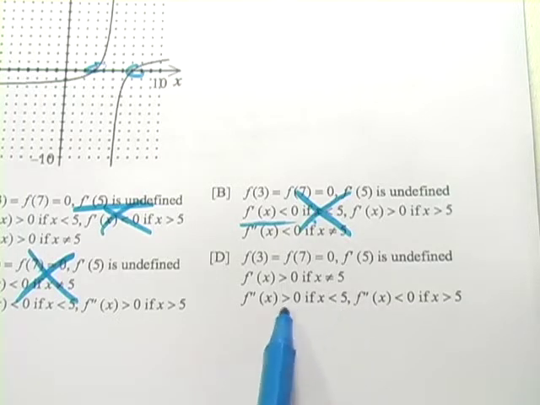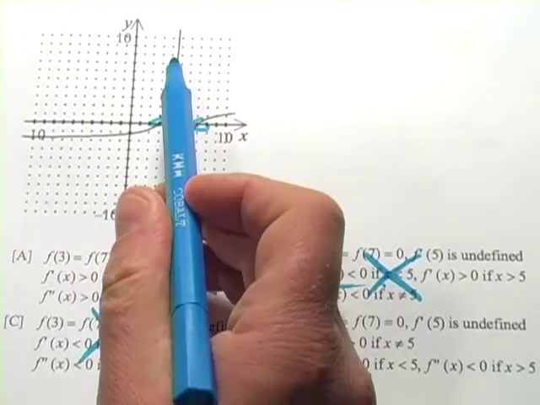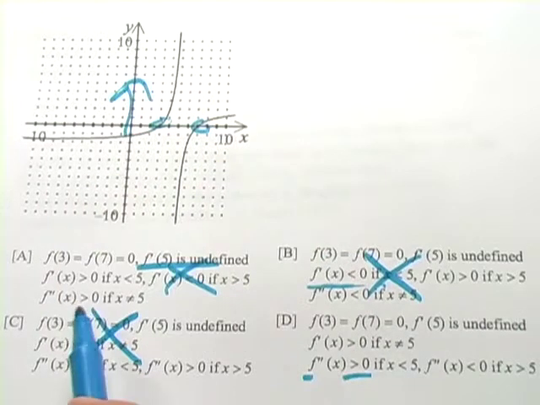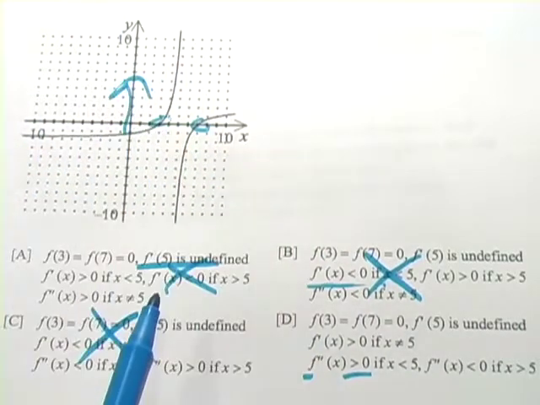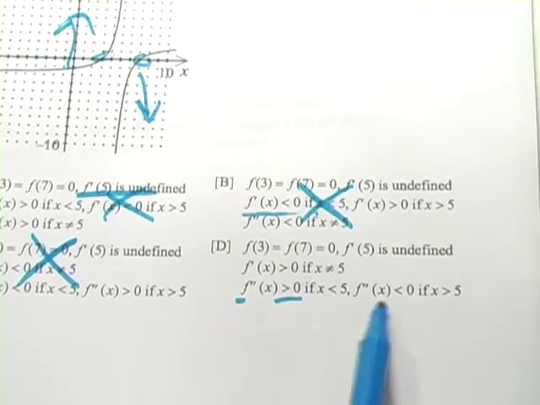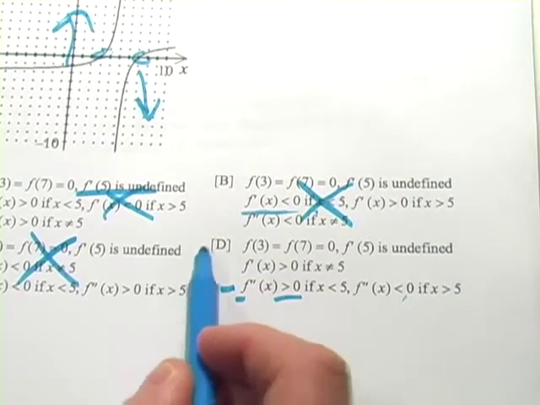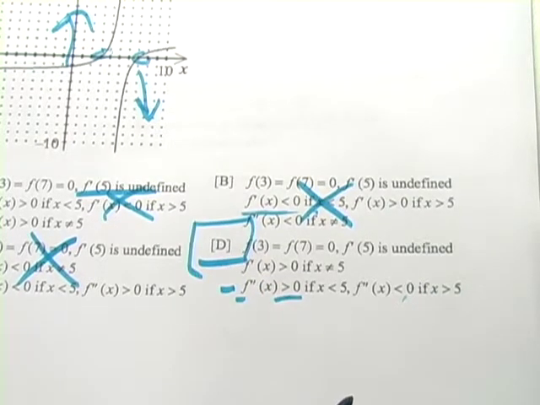So what that's saying is, greater than 0, second derivative, that means concave up. So on this arm of the graph, it's concave up. And that makes sense. We've got this cup shape that's pointing up. The other half of the graph, it's concave down. So let's make sure it says that. f double prime of x is less than 0 if x is greater than 5. So the concavity checks out, and D is our answer.